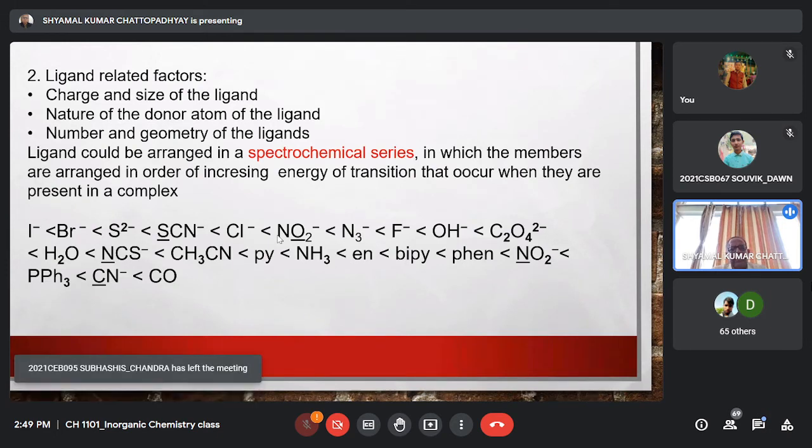So the experimental spectrochemical series, in fact, throws up a lot of doubts on the validity of the assumption of the pure crystal field model, where it is thought that the interaction between the metal ion and the ligands is purely electrostatic in nature, and metals and ligands are considered as point charges. That assumption is actually called into question because of the existence of the spectrochemical series.